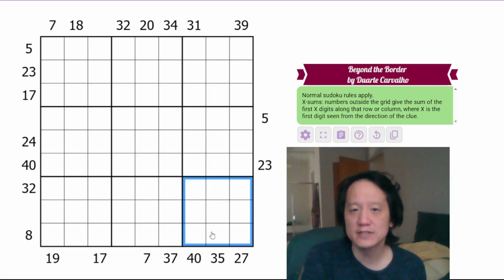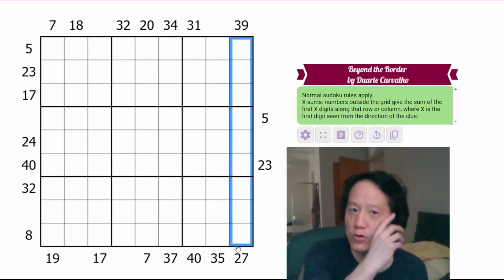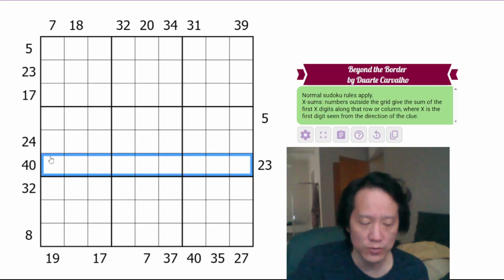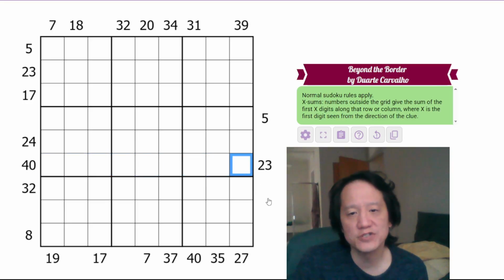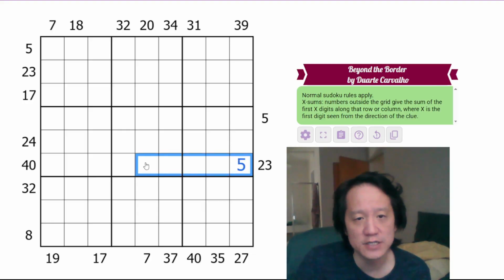We have X sums, where numbers outside the grid give the sum of the first X digits along that row or column, where X is the first digit seen from the direction of the clue. So, for example, if this were a 5, the first 5 digits in this direction must add up to 23, because that's the clue outside the grid.